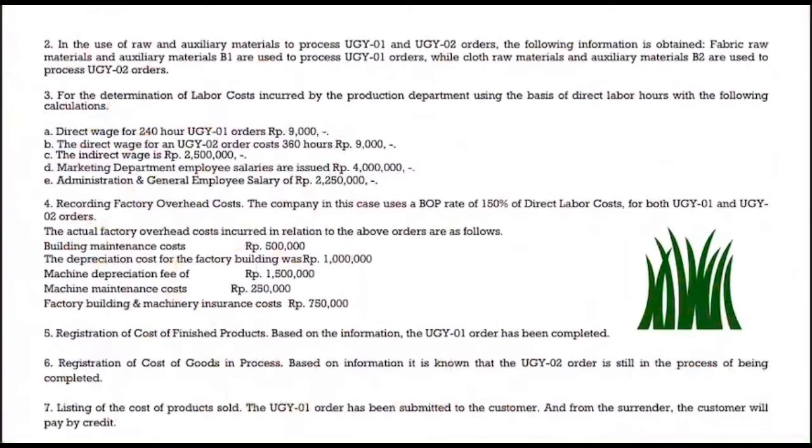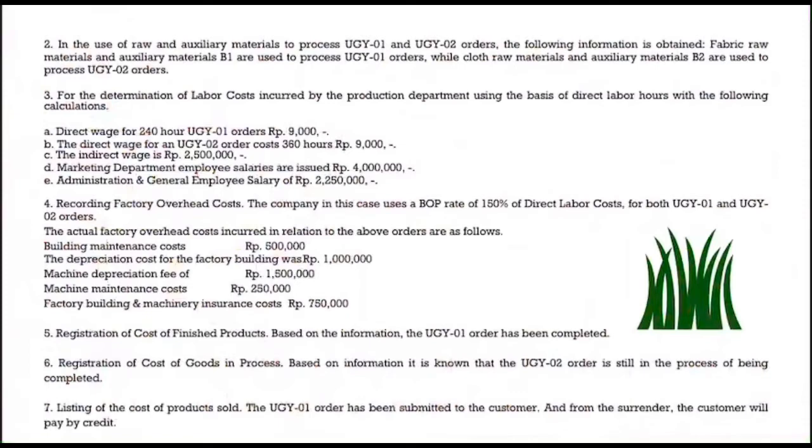And then the second, in the use of raw and auxiliary materials to process UJY number 1 and UJY number 2 orders, the following information is obtained. Fabric raw materials and auxiliary materials B1 are used to process UJY1 orders, while the other raw materials and auxiliary materials B2 are used to process UGY number 2 orders.